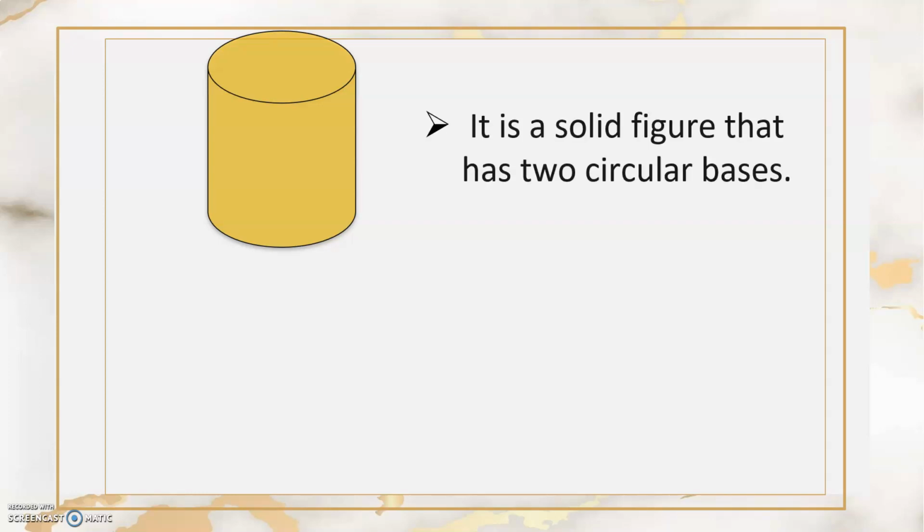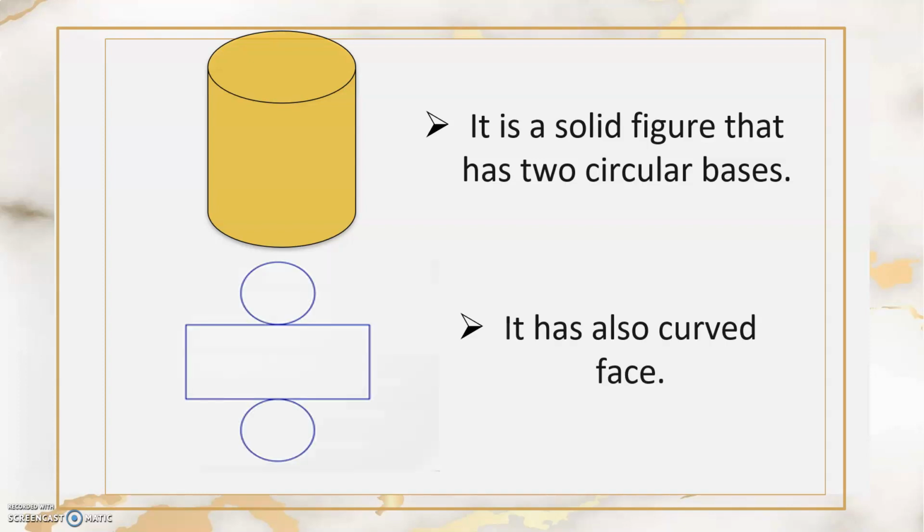Now let us recall what a cylinder is. A cylinder is a solid figure that has two circular bases and a curved face. This is how the net of a cylinder looks like. Again, it has two circular bases which are congruent to one another and its curved face looks like a rectangle. Now let us recall as well what surface area is. Surface area is the sum of all the areas of the faces of a certain solid figure.